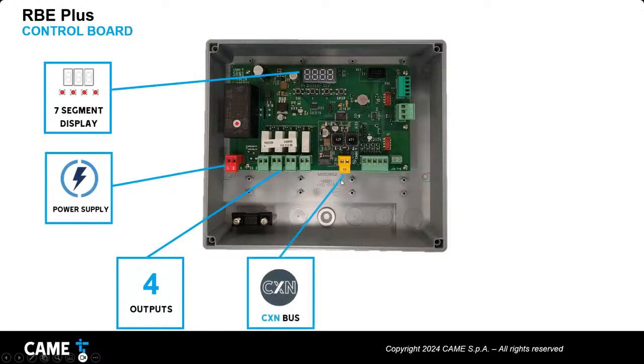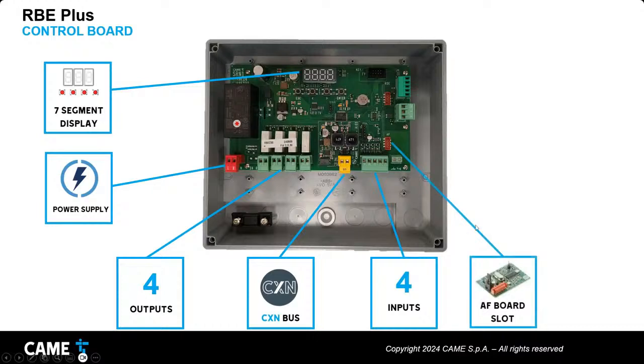If we have paid for the additional RCXN board, we can find it in the middle of the RBE Plus control board. So it is an additional accessory. Please remember this. The 4 inputs terminal block is this one, just in case. The antenna for the radio module is for the transmitter in case of the F is there.